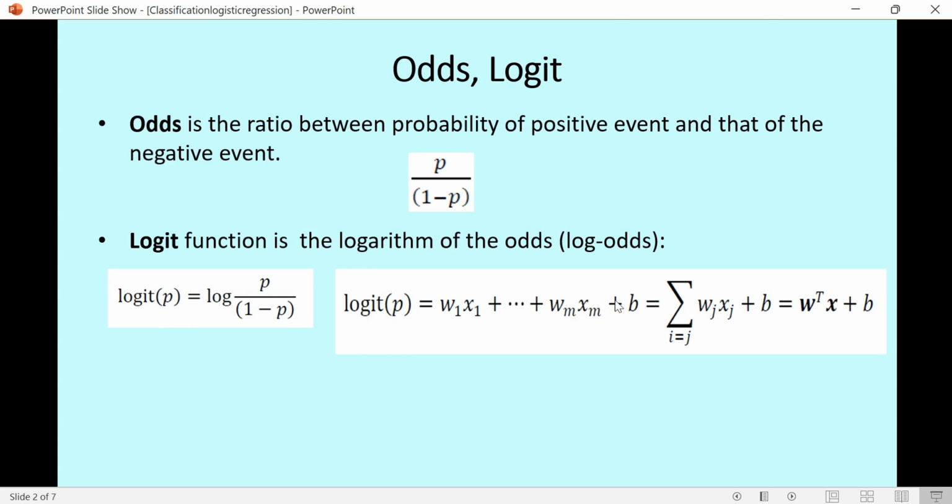Net input is usually a linear function: the sum of w, the weights, times the features, plus b. So it's quite clear. Odds is the ratio between two probabilities, and the log odds is the logit. Logit also equals the net input.